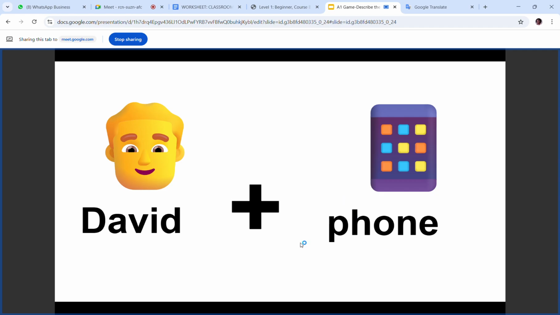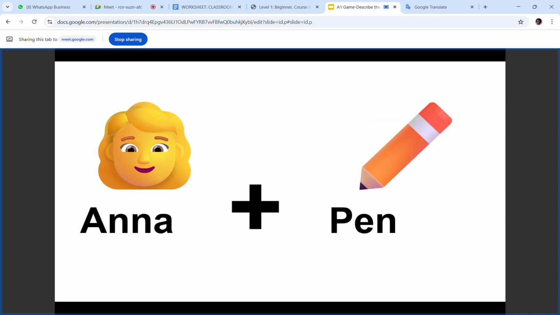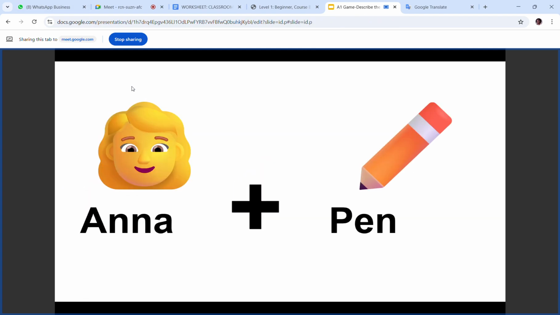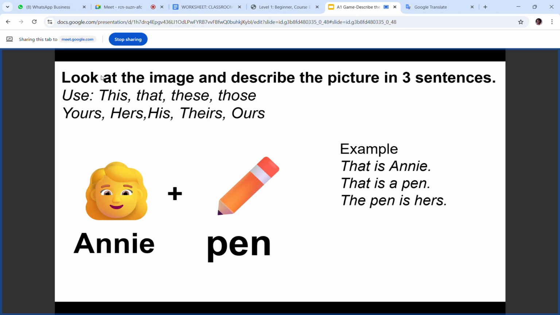Sorry, the phone is, what did we say? The phone is his, right? Because he is a man, or a boy, okay? Let's just go back to the example. Remember the rules, right? We said in the rules, look at the image and describe the picture in 3 sentences, right?